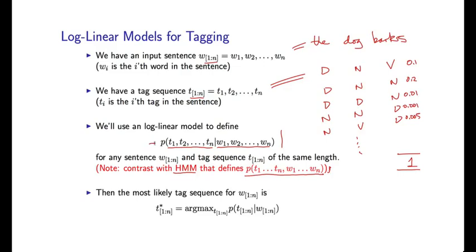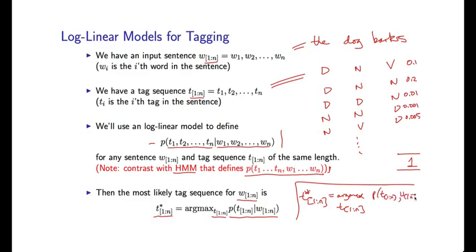Once we've derived a model of this particular form, we can then apply it to a new test sentence. If I have some test sentence W1 through Wn, then I can take the most likely tag sequence, T star, to be the tag sequence T1 through Tn that maximizes this conditional probability. And remember, with HMMs we had something very similar. In fact, we would have T star 1 to n equal to argmax over T1 to n of the joint probability of T1 to n and W1 to n. So it's really very similar, except we're using a conditional probability here for the log linear case, whereas for the hidden Markov model we had the joint probability.